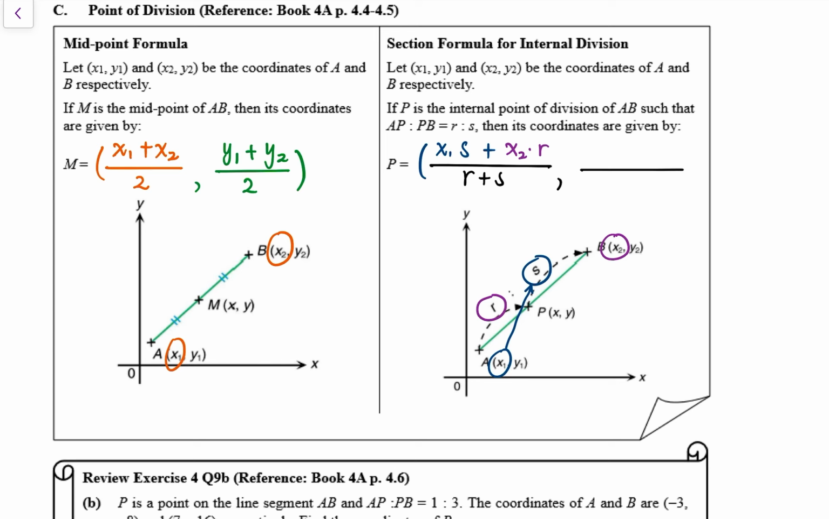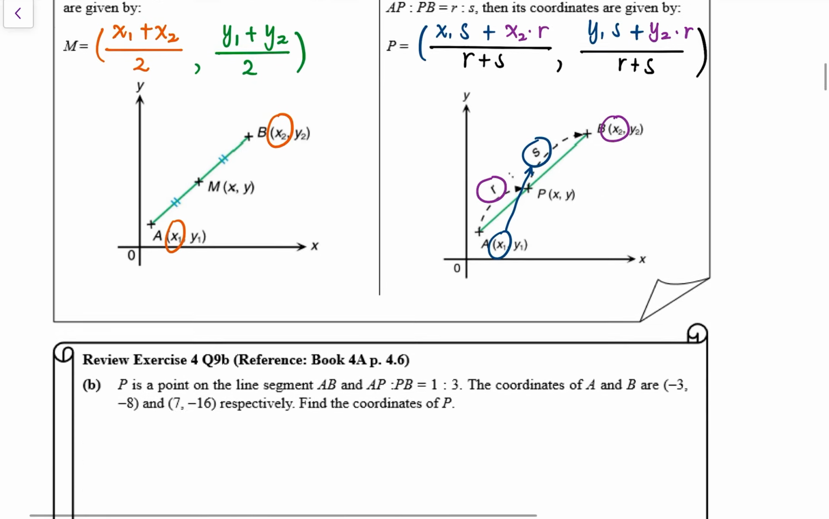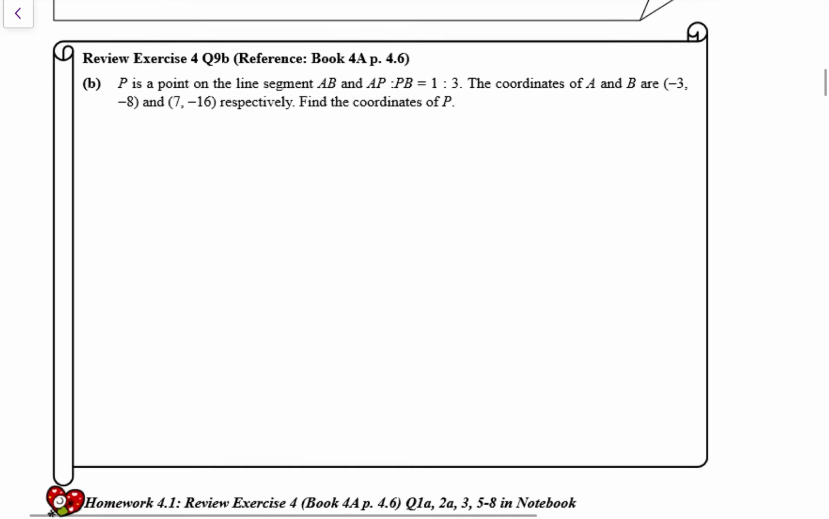Similarly, for the y-coordinate of P, we take y1 times S plus y2 times R divided by R plus S. This is known as the section formula for internal division. Let's look at one example of how to make use of this section formula for internal division. Review exercise 4, question 9b.